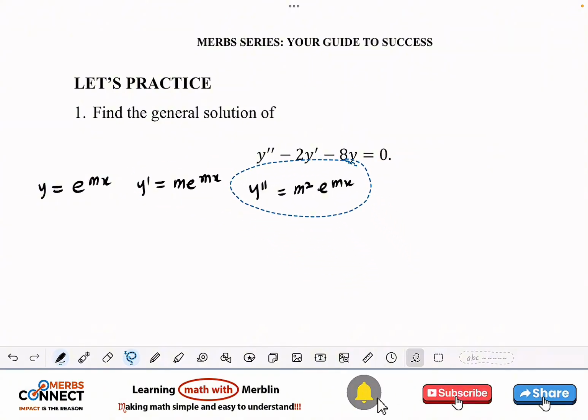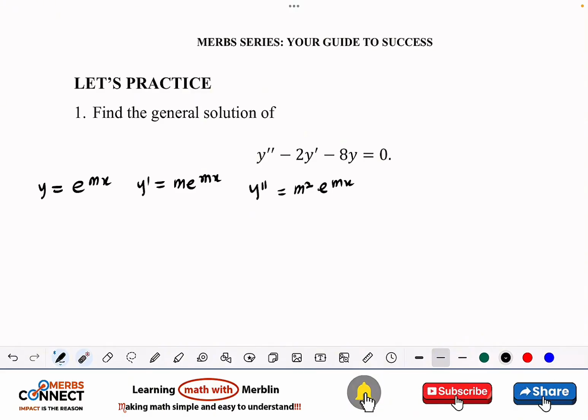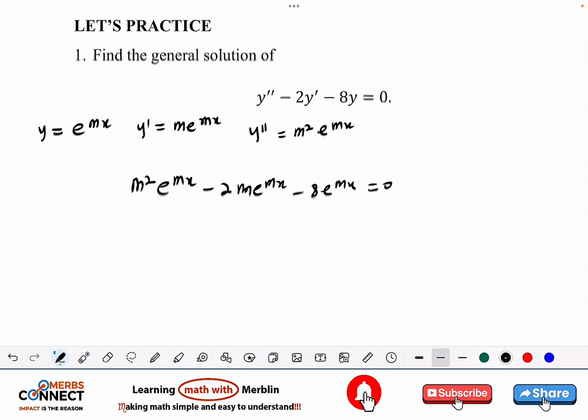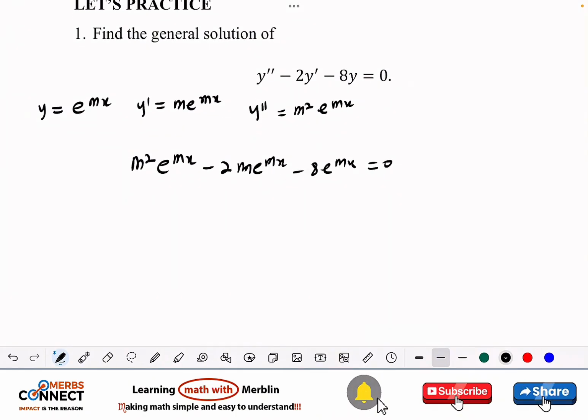Now, as soon as I get my y prime prime and my y, then I need to do substitution. I put this inside this. So since I know that y prime is equal to this, I just do substitution here. So this is going to give us m squared e to the power mx minus 2 times y prime, which is m e to the power mx, minus 8 times y, which is e to the power mx, is equal to 0. So you see that the process that we went through from the previous video is the same thing.